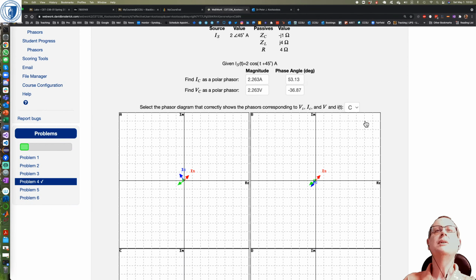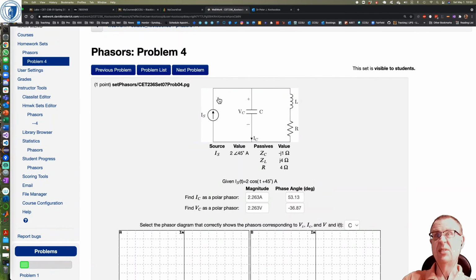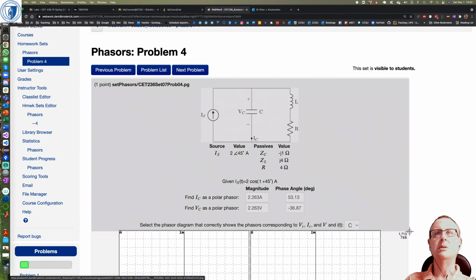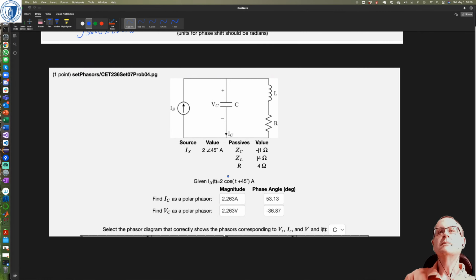And what did I select? I selected C. So that's this one down here. So let's see what the problem does. I will put that over here and go back to homework 8. Right, insert the picture. So this one's just a current divider question, really. Okay, so we want the capacitor information, right?